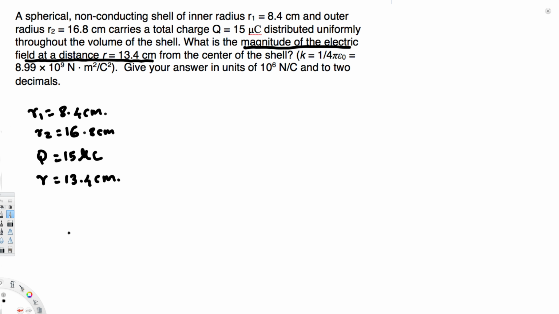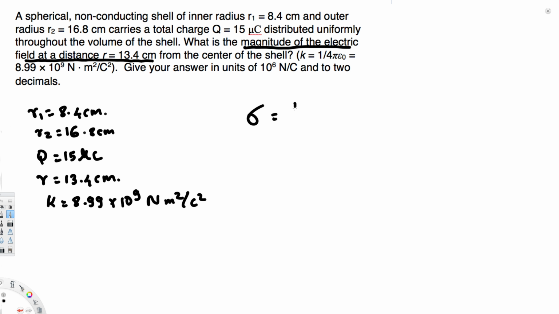Now the first thing we are going to do is find the charge density, because in that way everything will become easier. Also we have the k value. Let's note that one down. K is equal to 8.99 times 10 to the power of 9 Newton meter square per coulomb square. Now first we are trying to find the charge density. Let's call charge density sigma.